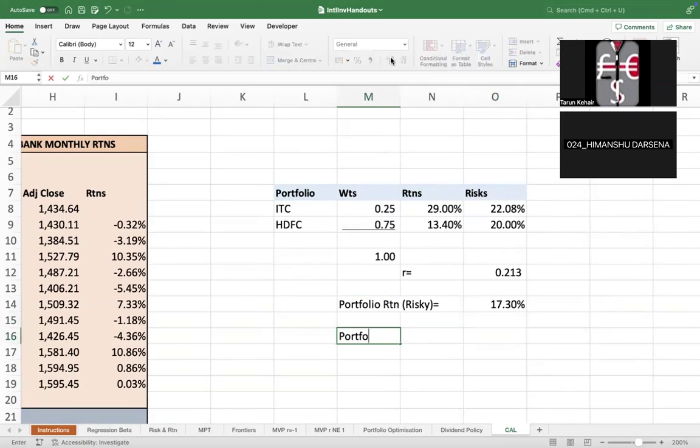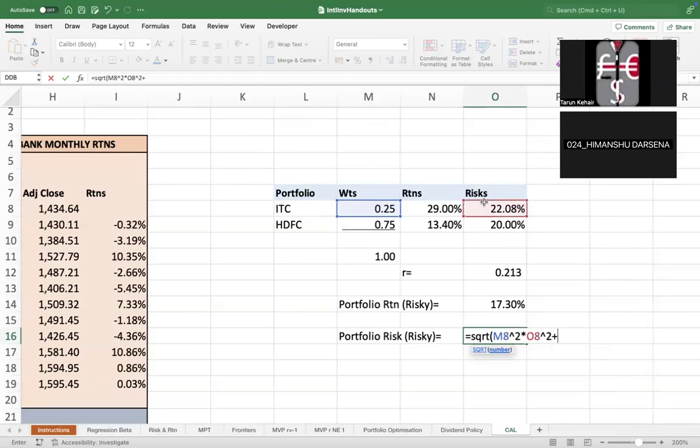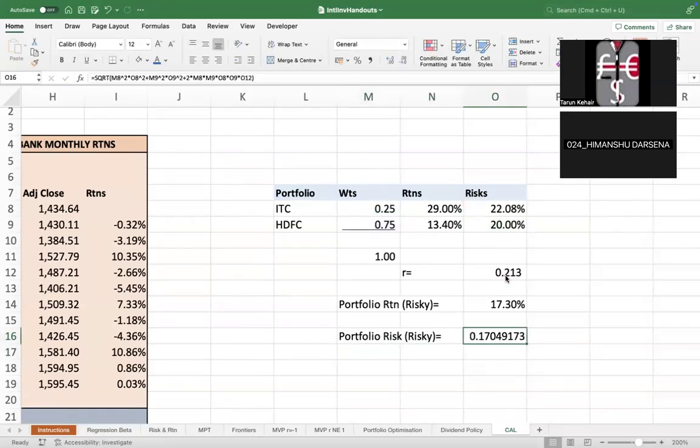Portfolio risk for the risky portfolio will be square root of WA square into sigma A square plus WB square into sigma B square plus twice weight of A, weight of B, sigma A, sigma B into R, which is 17.05% for the portfolio. This is the risky portfolio.